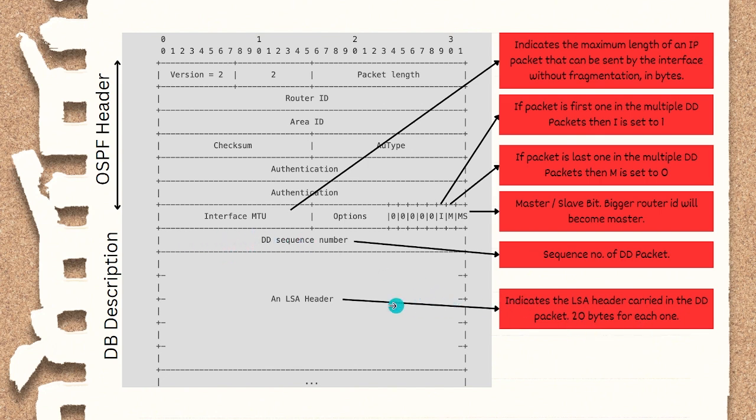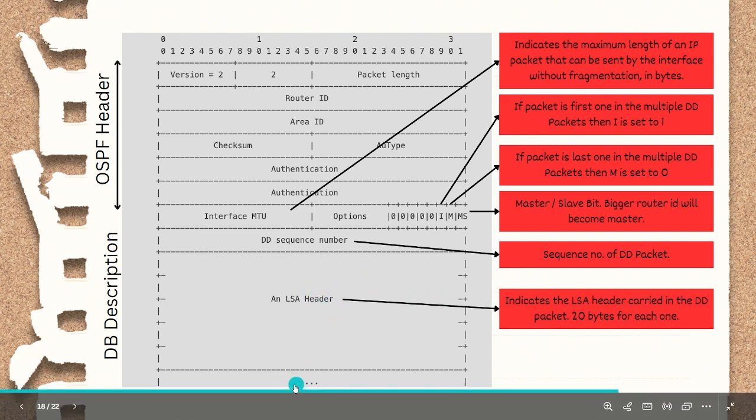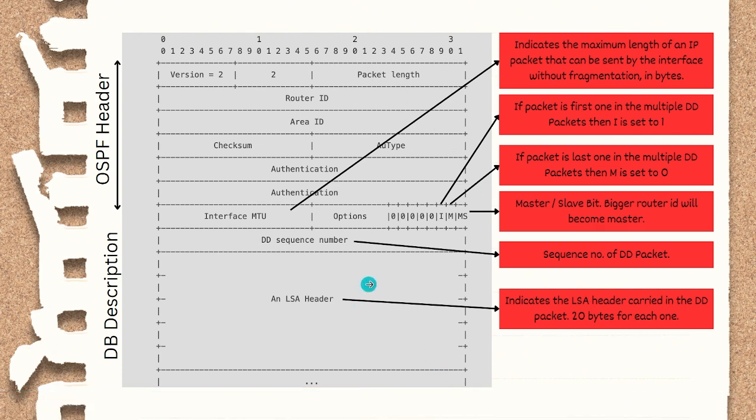Then we have something called the LSA header. It indicates the LSA header carried by the DD packet, which is 20 bytes for each one. So this will be the header, and the next fields over here will be the DB description. All that information will be here, and this is nothing but the LSA header for the description that we have provided. So this is the packet format for database description.